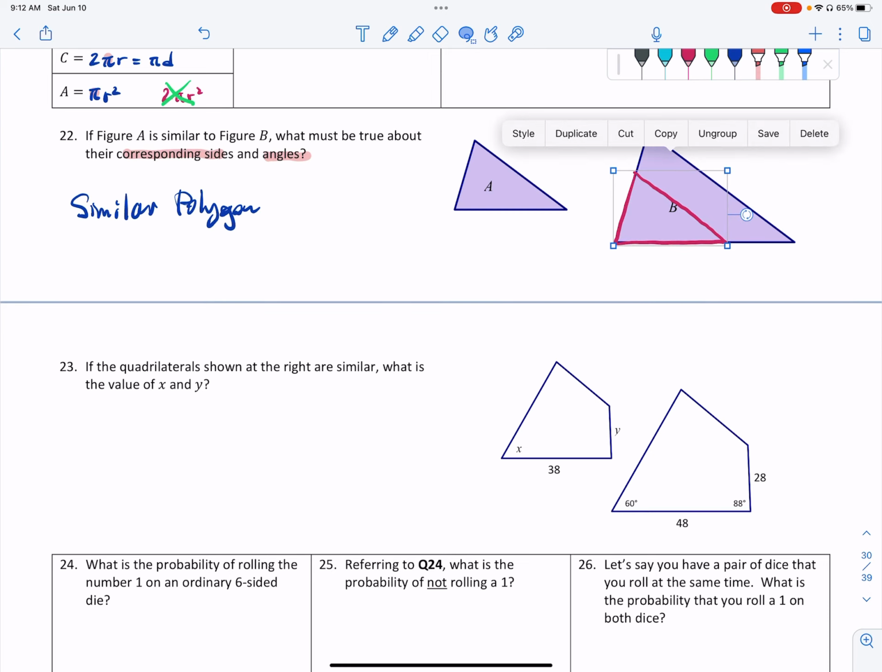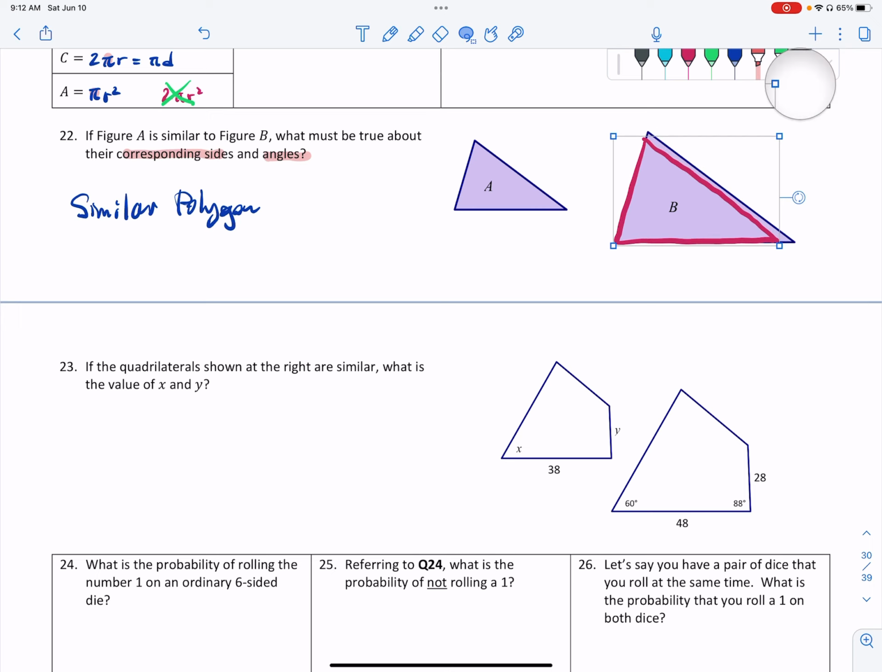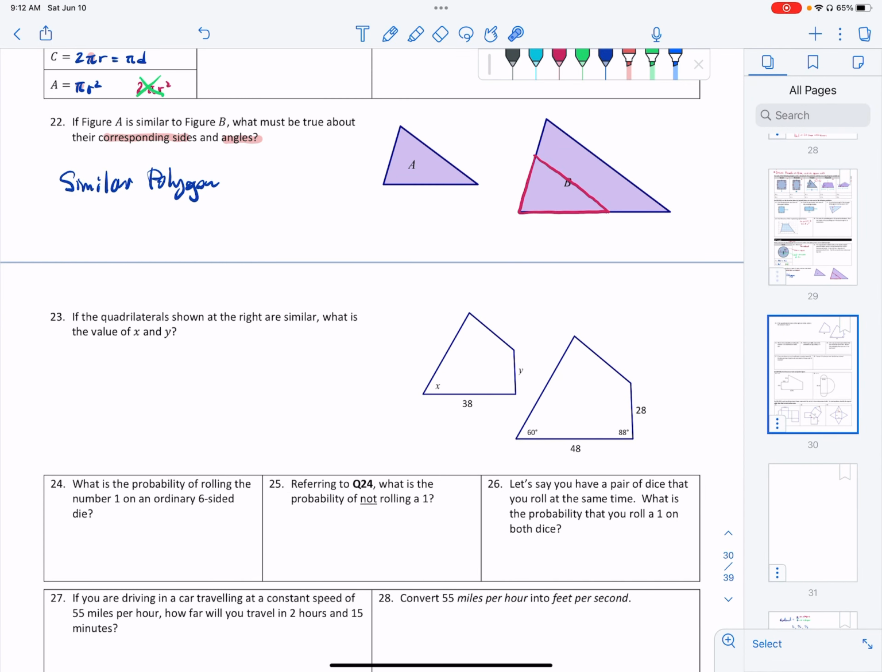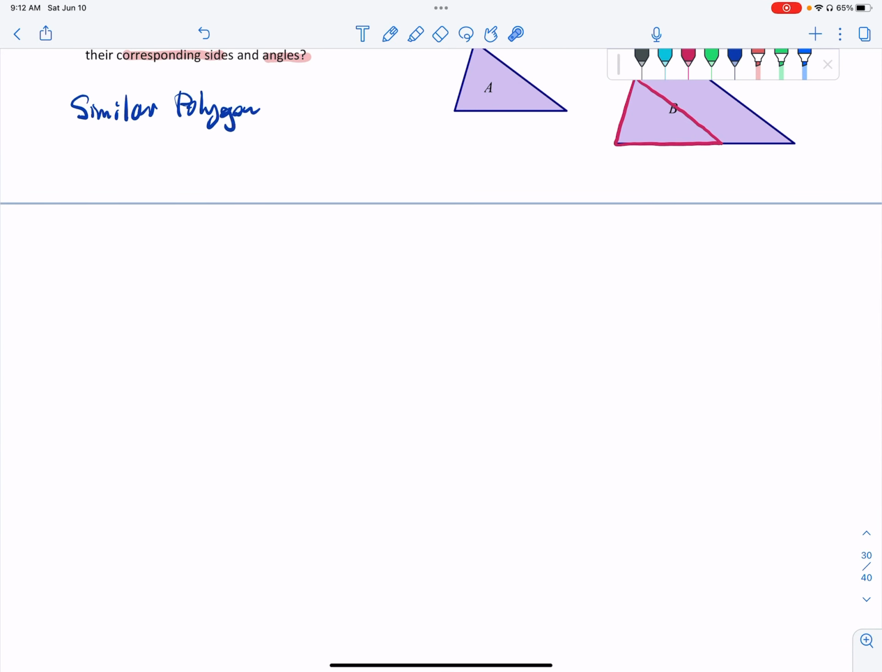Okay, so the sides I can see are not the same, but usually the way we think of this is like a dilation. So watch what happens when I just increase the size of this. I dilate it basically, then it is going to match up. So that gives us some hints as to what it's asking about corresponding sides and the angles. So the sides not being the same, not necessarily, they're proportional. So what does it mean when we say that side lengths are proportional?